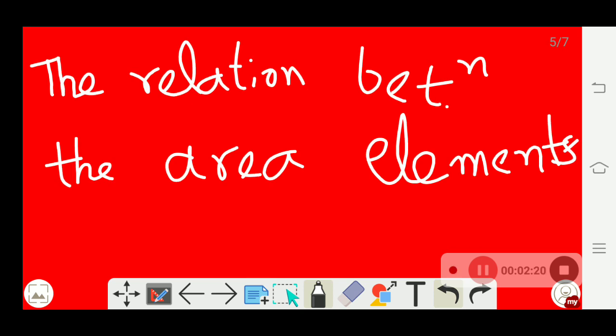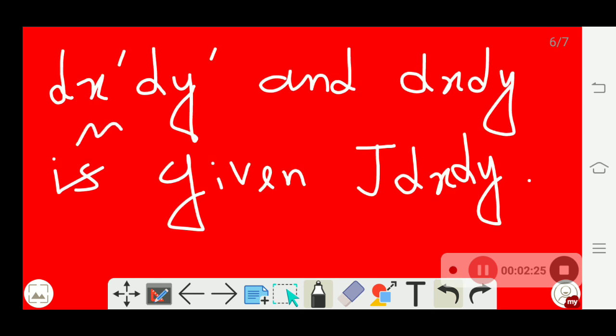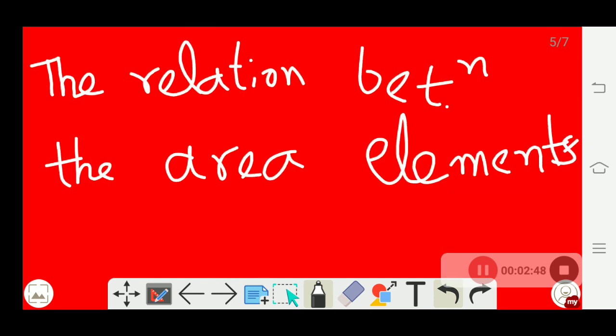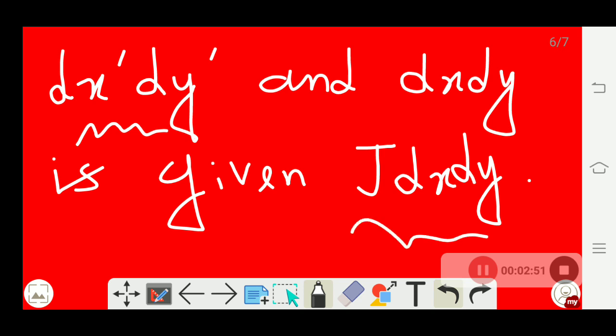So the relation between the area elements is given by dx prime dy prime equals J dx dy. Okay, so this is the relation between the area elements. This area element and this area element have a relation, and it is saying that it is this. So what is the value of J? Okay, so this is the question.